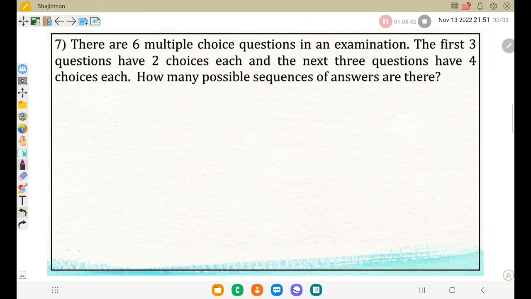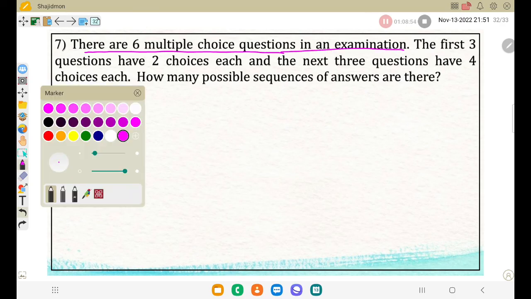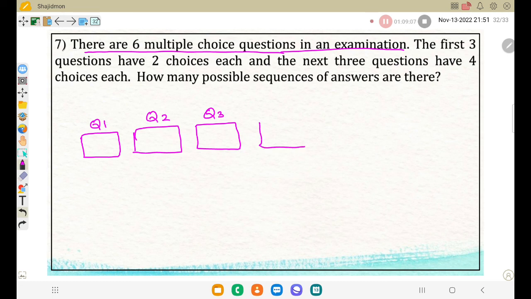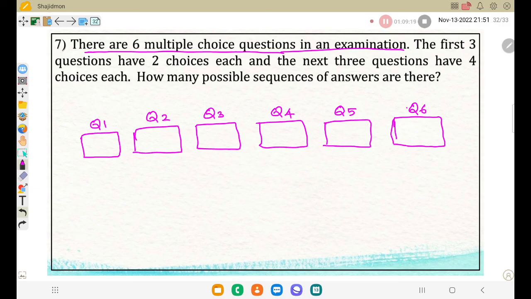Okay, now let me discuss one more question, question number 7. There are 6 multiple choice questions in an examination. For example, question number 1, question number 2, question number 3, question 4, question 5, question 6. Correct? There are 6 multiple choice questions in an examination.